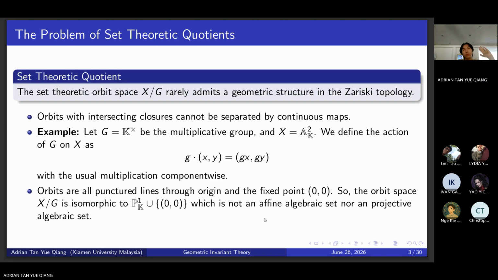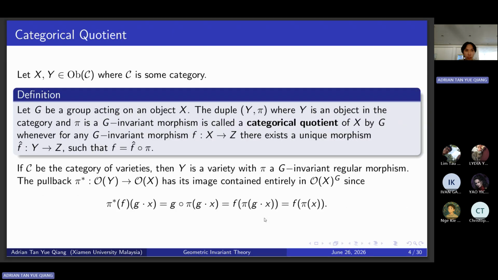To solve this problem, we introduce the so-called categorical quotient. The categorical quotient is actually a much more general definition. It works for any category. So let's read through the definition.